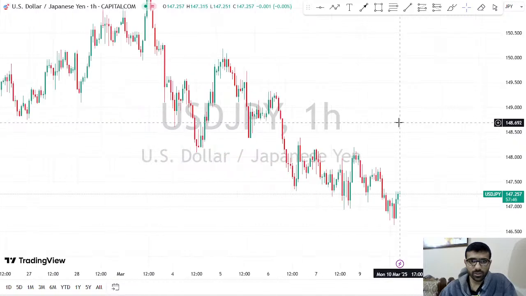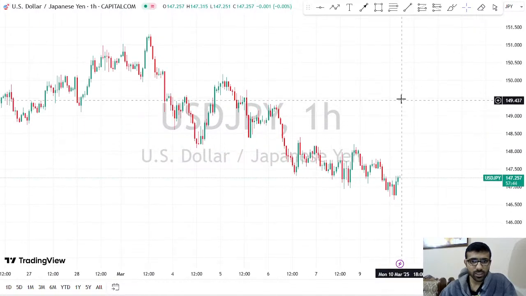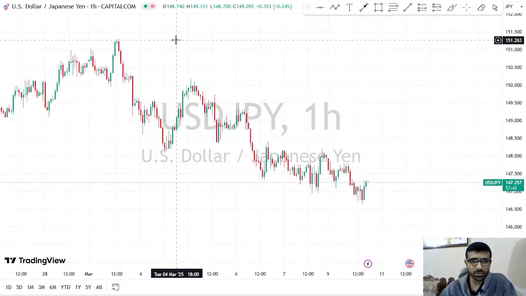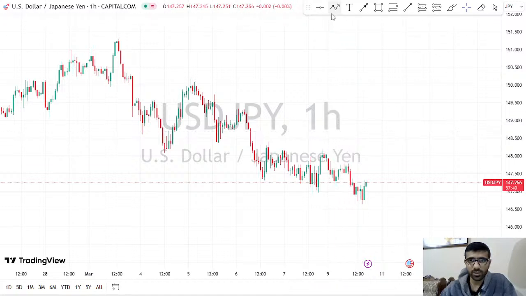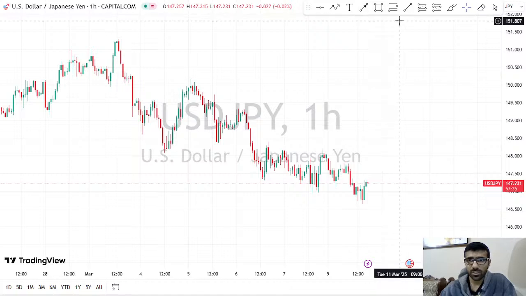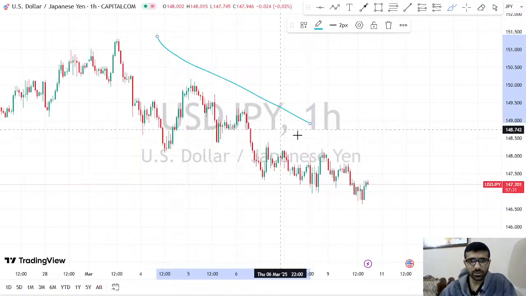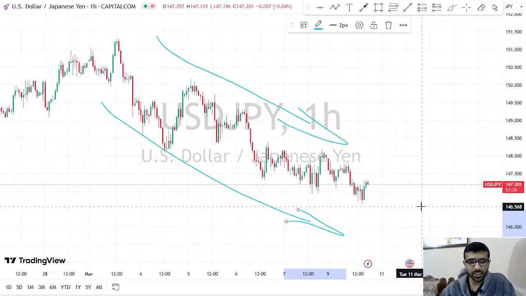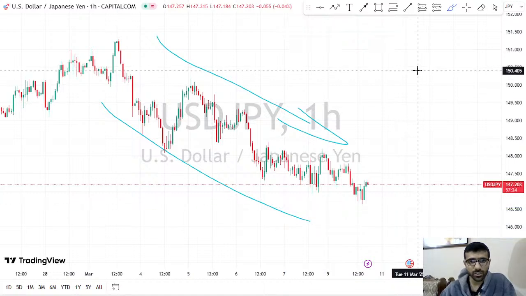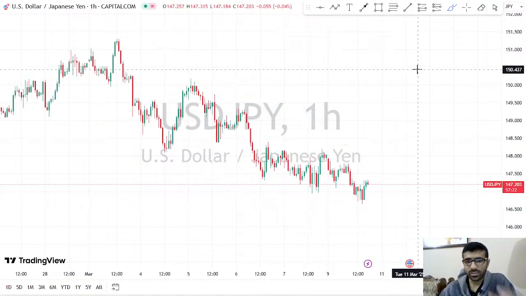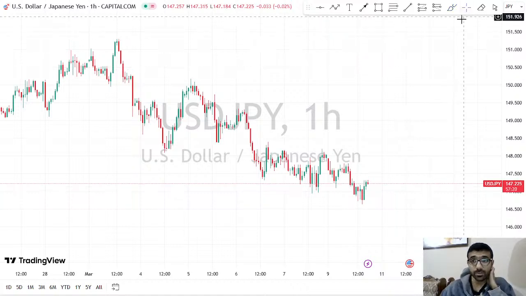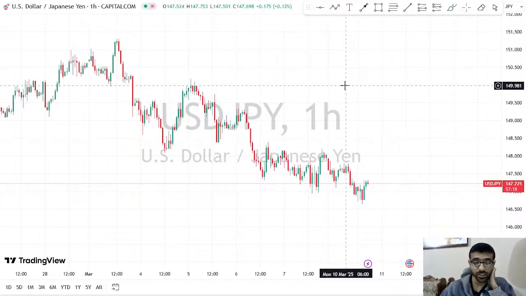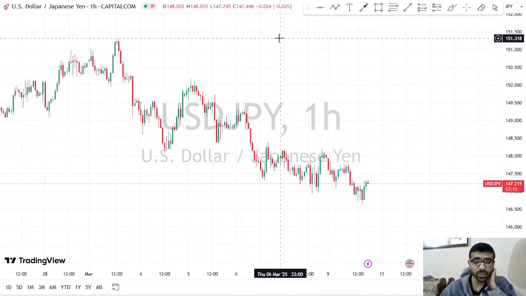So over here you can see in this 1 hour chart that the market is constantly going downwards. Let me just mark that for you guys, something like this. The market is constantly going down, so you can easily identify that the market is following the downward trend. Now, how you can trade this pair is the more important part.